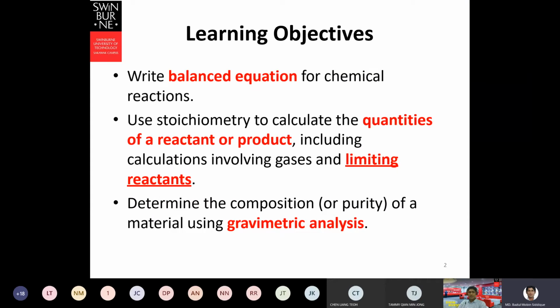We will try to understand, or we will learn, the balanced equation, okay? How to do the balancing of the equation. If we do not do the balancing, we will not know how much of that product and reactant was needed for that reaction to occur. So balancing is important. And here comes the stoichiometry.